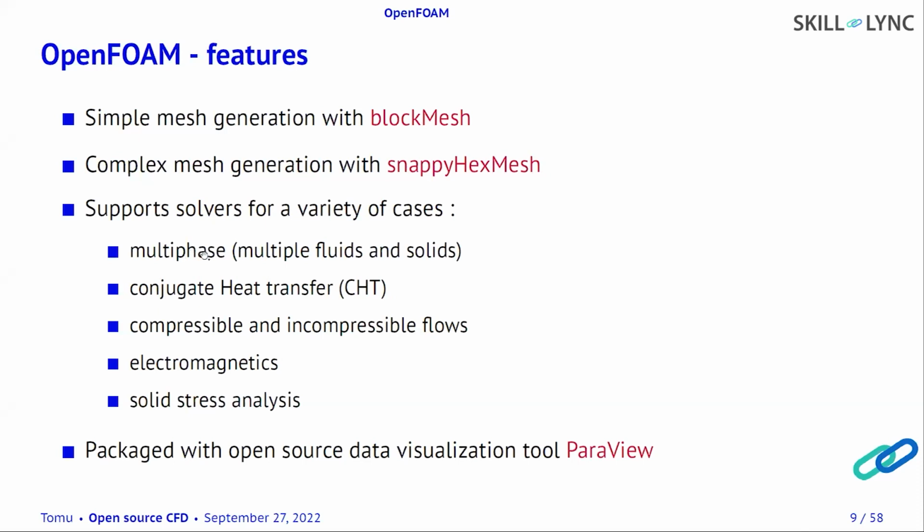OpenFOAM also supports a variety of solvers, for example, multi-phase and conjugate heat transfer. Conjugate heat transfer means the heat transfer from solids to fluids. For all these cases, there are different solvers available in OpenFOAM. And to process the results, which is the last stage in CFD simulations, you can use ParaView, which is packaged with OpenFOAM. ParaView is a separate open source tool, but it is packaged with OpenFOAM. So right from meshing until your post-processing of data, OpenFOAM can be used.